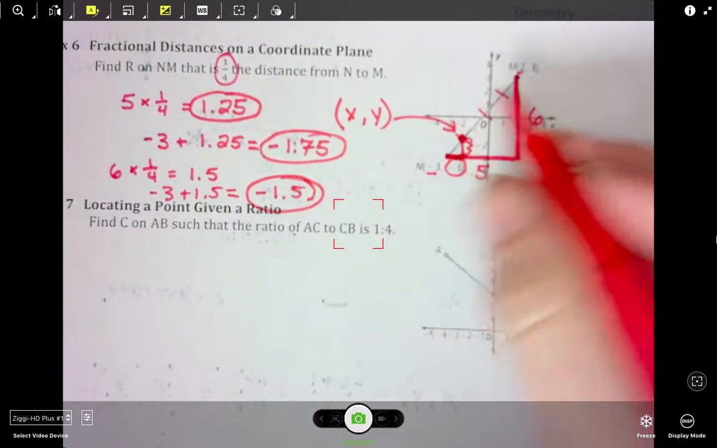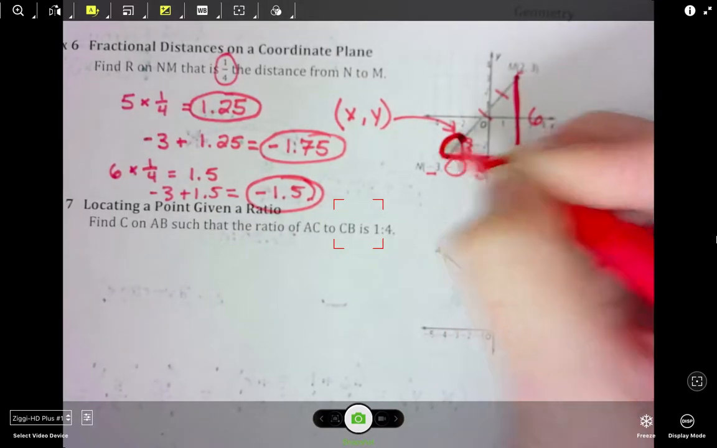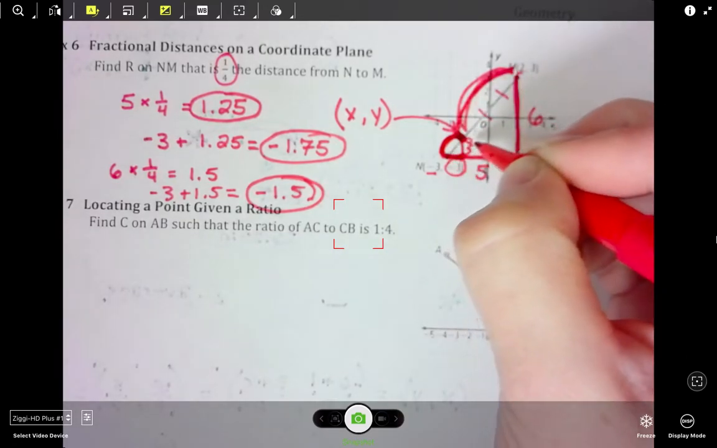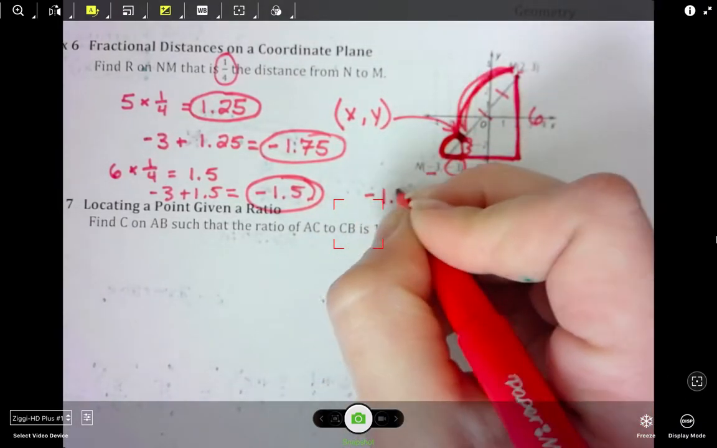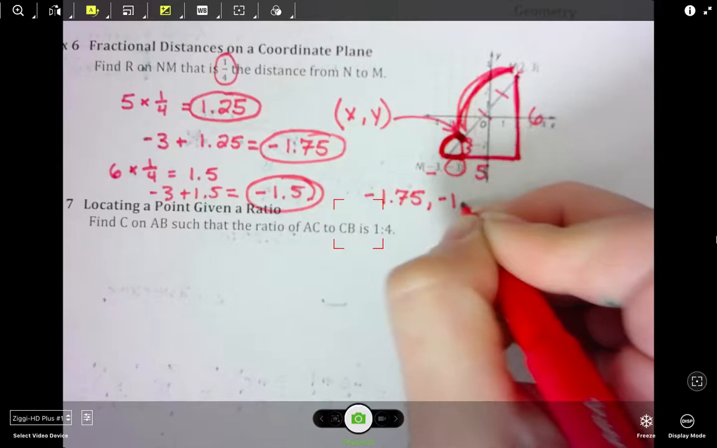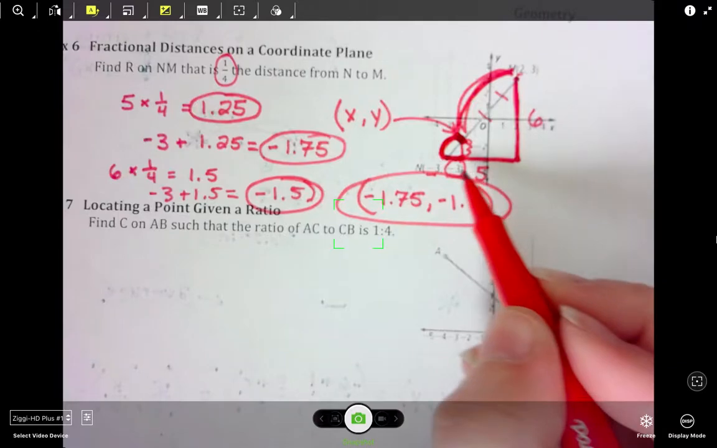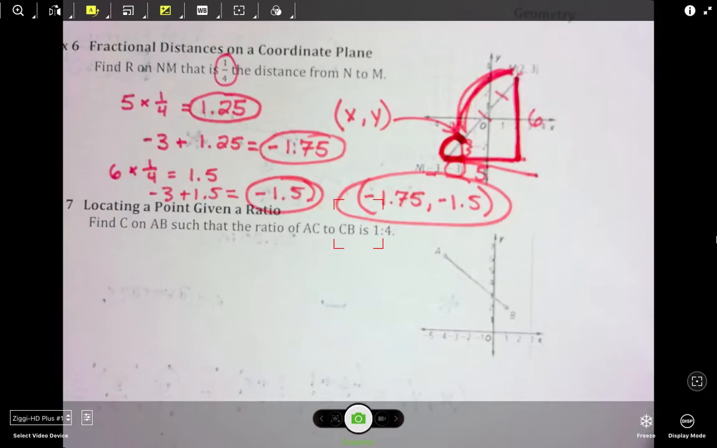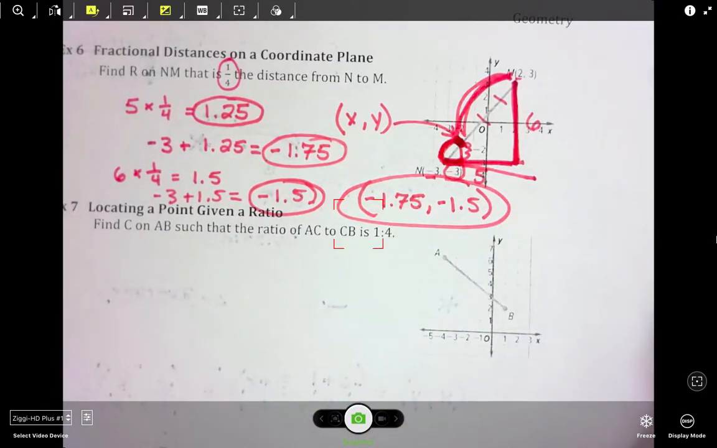And my coordinates for this point right here, if this is 1/4 of the distance and the rest of it is 3/4 of the distance, would be at the point -1.75, -1.5. I just took that fraction of each distance, going along the X and going along the Y, took 1/4 of each of those, and added that to either the X coordinate or the Y coordinate to get my new point.